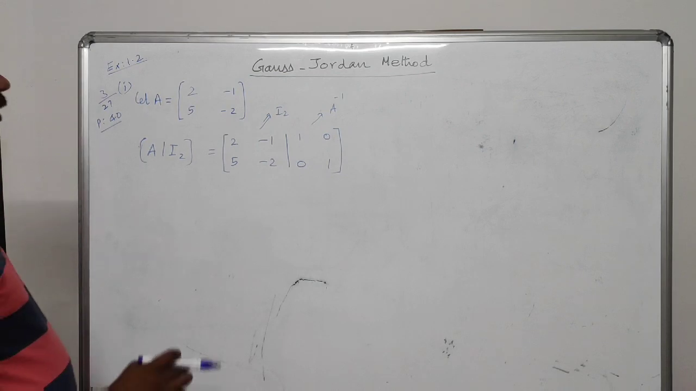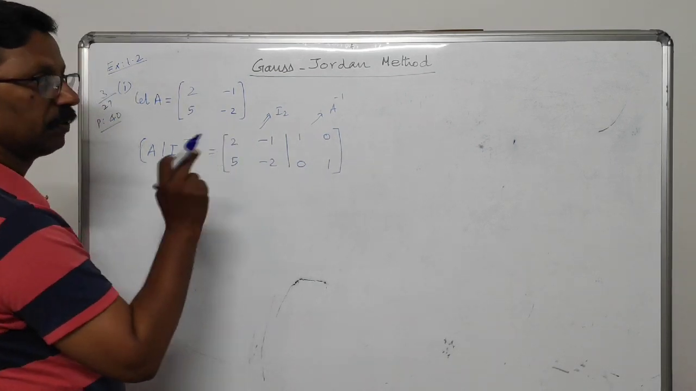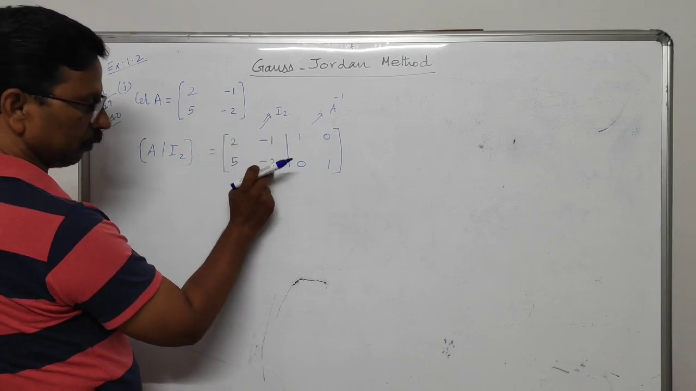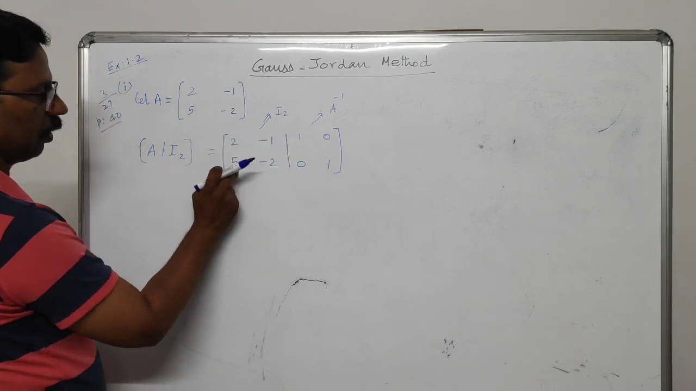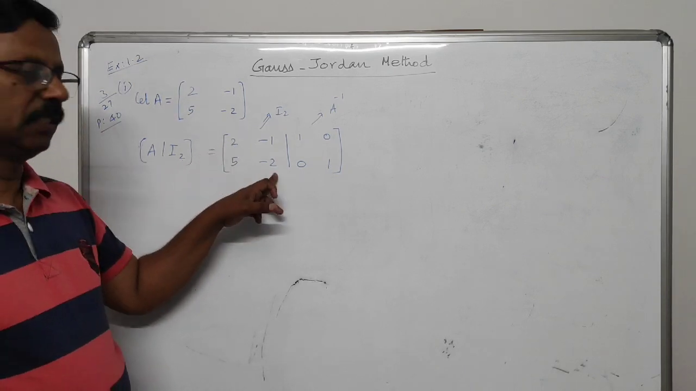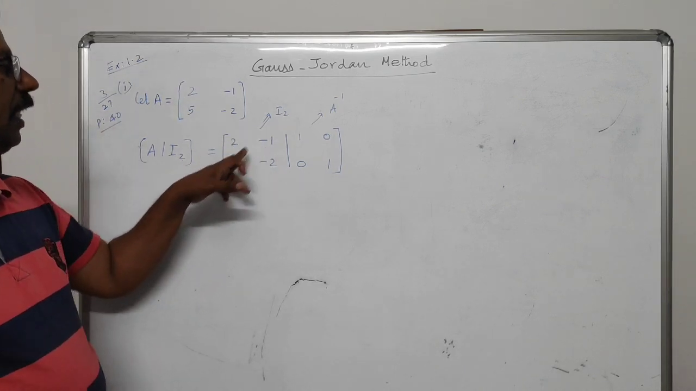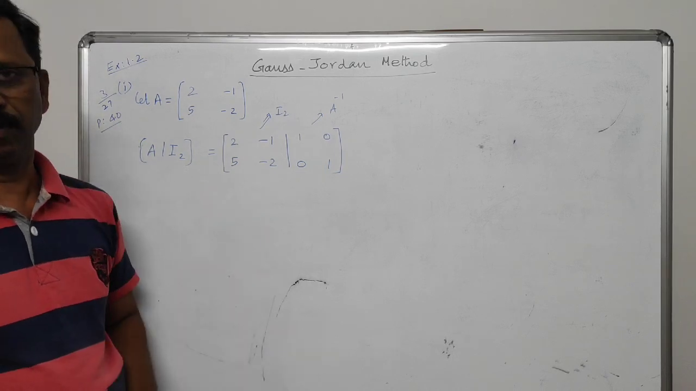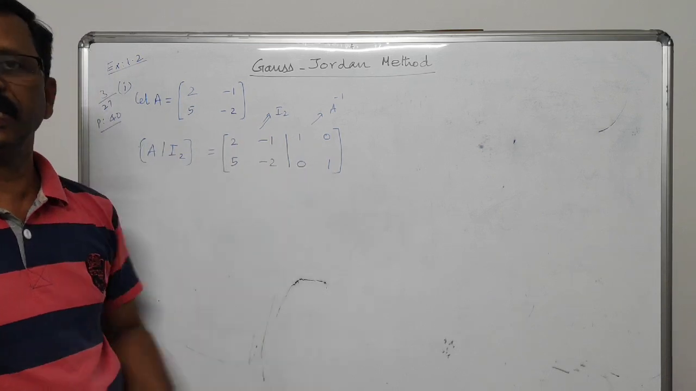Now, we want to make this an identity matrix, so first concentrate on the first element. This element must be 1. Then this also must be 1. This must be 0. This must be 0. Therefore, to make these diagonal elements 1 and these anti-diagonal elements 0, you can use only row elementary transformations. You should not go for column elementary transformations.